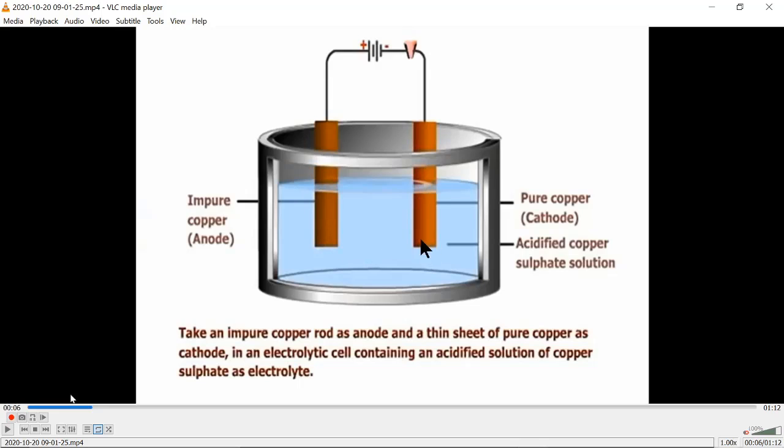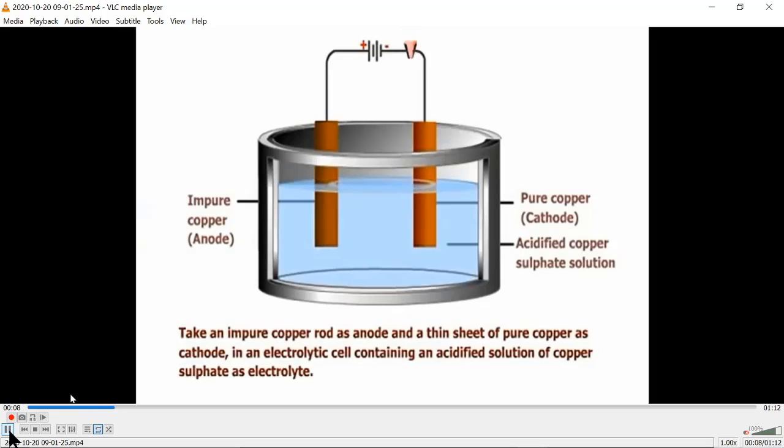What is the electrolyte used? Acidified copper sulfate solution. Why acidified? Because to enhance the conductivity, we add a little acid. So, we will take an impure copper rod as anode and a thin sheet of pure copper as cathode. The cell will be assembled the same way as we have made them earlier, and we have taken the electrolyte.